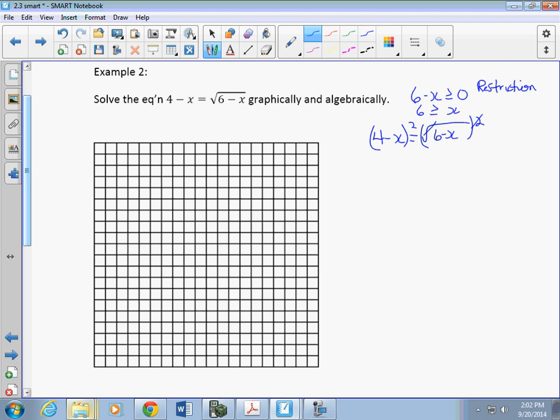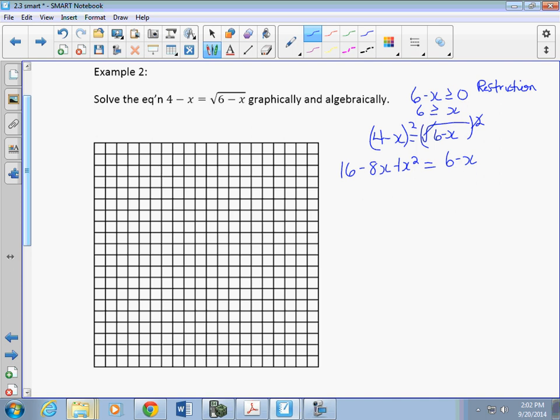So the shortcut steps are: square the first term, so 4 squared is 16. Multiply all of your terms together, so 4 times negative x is negative 4x, and then I double it because of my 2, so that becomes a minus 8x. And then the last step is to square the last term, so negative x squared becomes plus x squared. And on this side I just have 6 minus x.